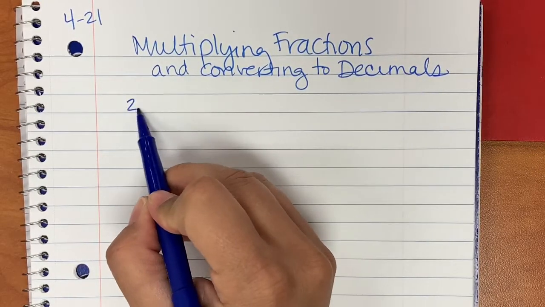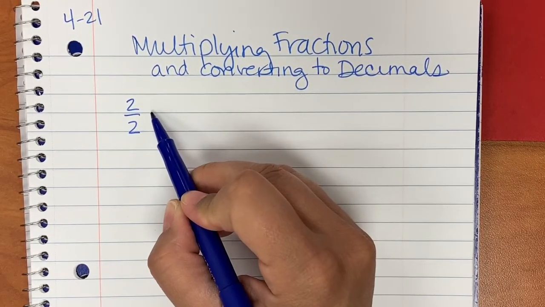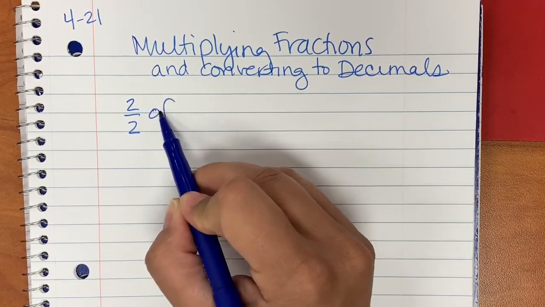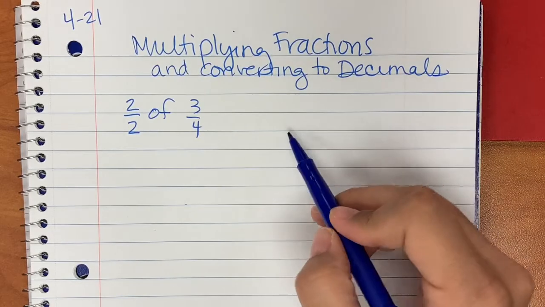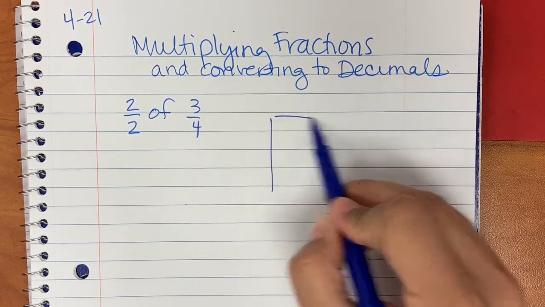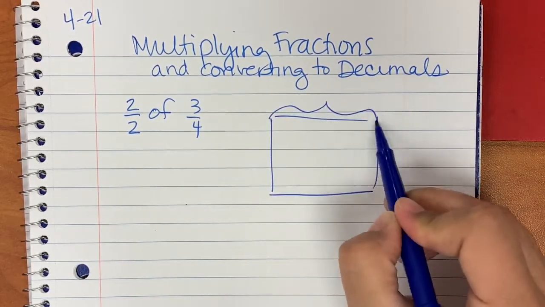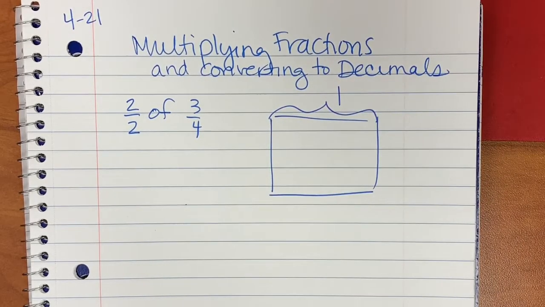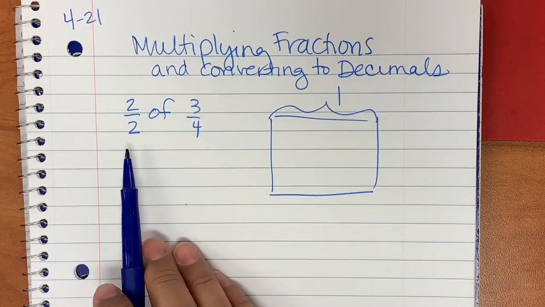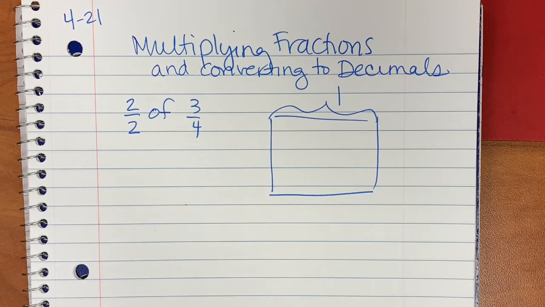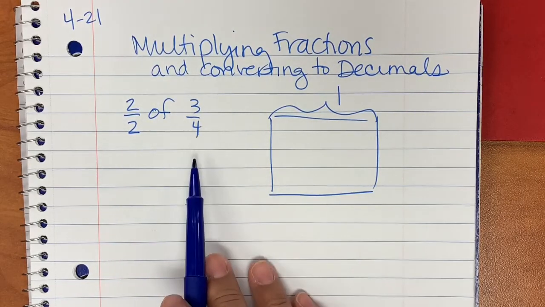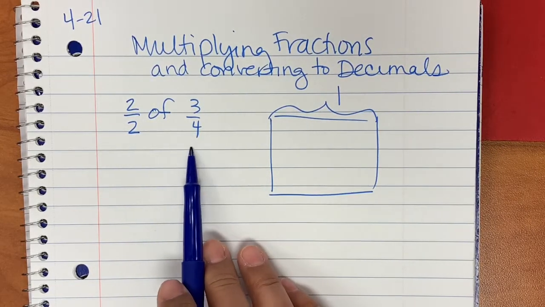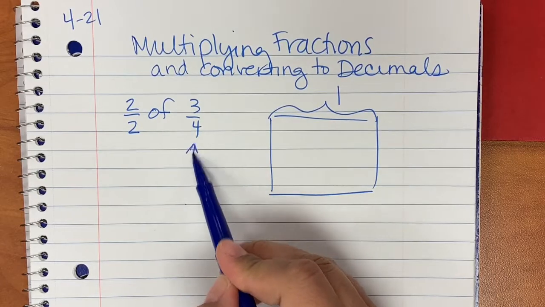Okay, so we're going to start off with 2 over 2, so 2 halves of 3/4. And we're going to go ahead and draw the model first. And the model will be 1 as the whole. And we're going to do the same thing. We're going to focus on 3/4 first, right? Whatever we're finding the fraction of, we are going to draw this fraction as a model first.